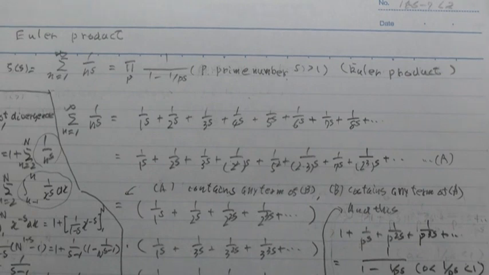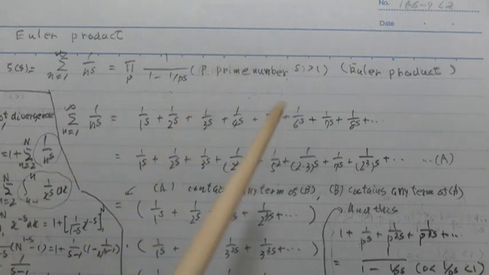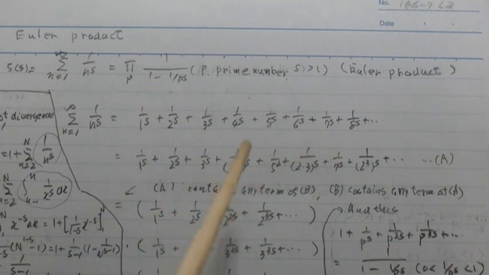The reason is this. The sum from n equals 1 to infinity of 1 over n to the S equals 1 over 1 to the S plus 1 over 2 to the S plus 1 over 3 to the S plus 1 over 2 squared to the S plus 1 over 5 to the S plus 1 over 2 times 3 to the S, and so on. Prime numbers only.